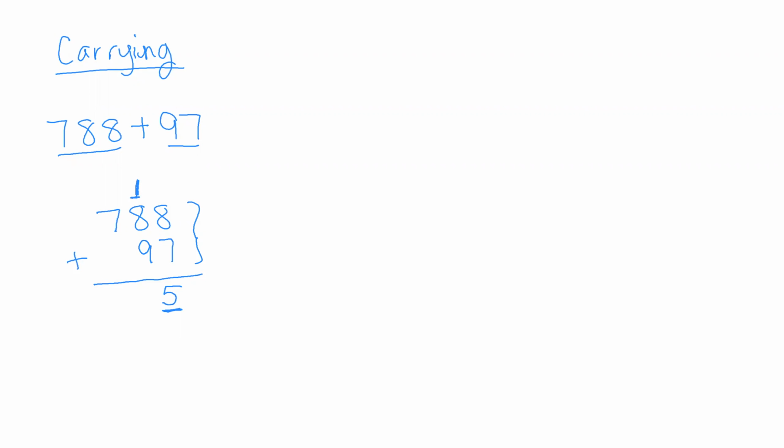9 plus 8 is 17. 17 plus 1, I add that 1 that I carry, is going to be 18. And again, I've got a sum greater than 9, so I put the digit in the ones place of 18 right here, and then I carry the 1 to the next column. So my 18, I've got the ones place here, the tens place here. And now I add my final column. 1 and 7 is 8. So the sum of 788 and 97 is 885.